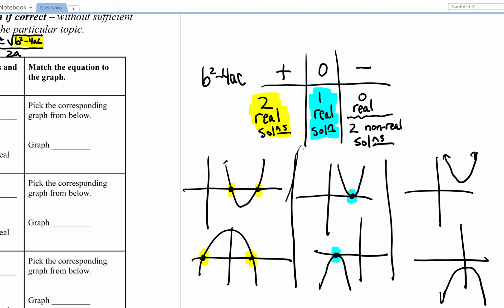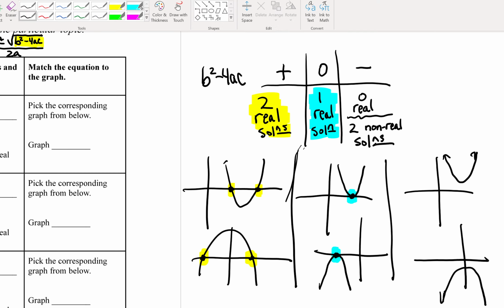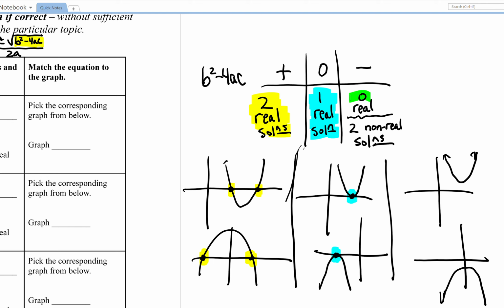And so let's say in that case, if it's negative, there's no place where it touches the x-axis at all. It just doesn't touch. And so there are no real solutions. But there are two non-real solutions, which would mean you would have something with an i in it. Remember, the i is the square root of a negative number.